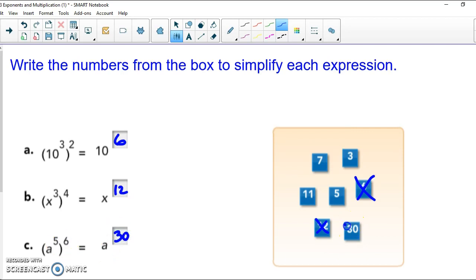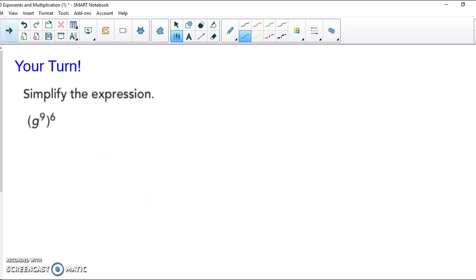If we want to break these down a little further, just so that we can see how it works, I could rewrite letter A as 10 to the 3rd times 2. And on letter B, I could say x to the 3rd times 4. And a to the 5th times 6. All right, let's let you guys try one more here.